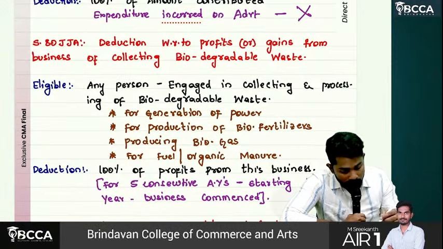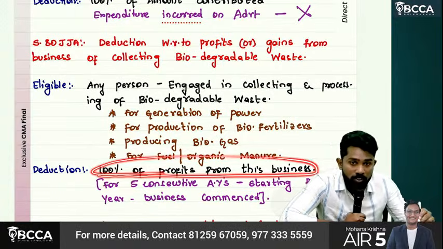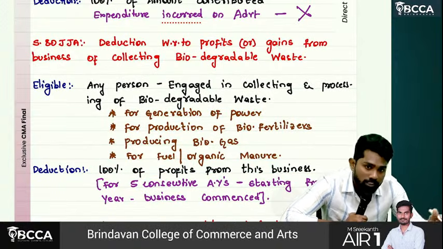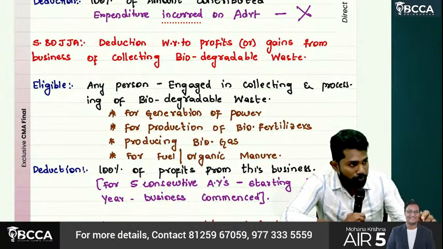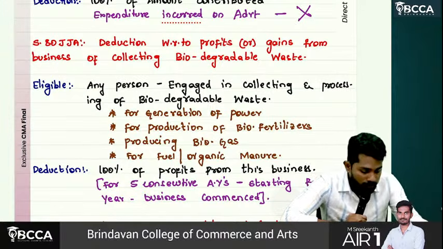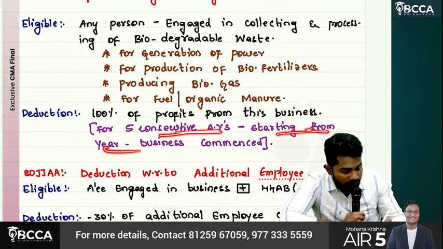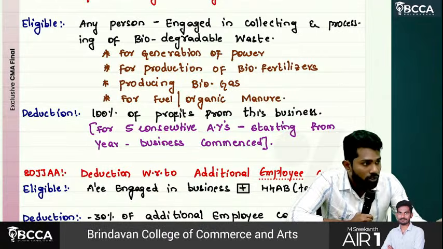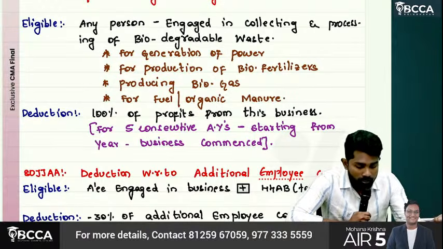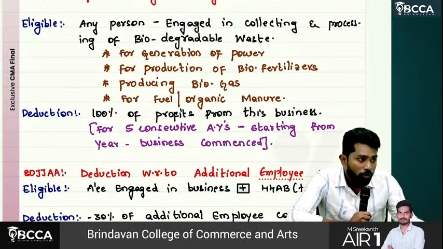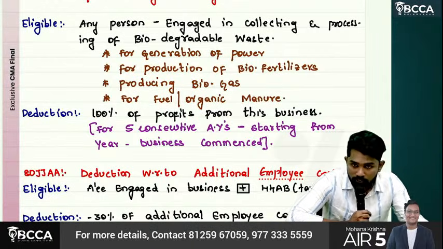That's why they said, if any person is into that business, then for him 100% of their profits are eligible for deduction. How much ever profit they make, that is eligible for deduction. That means they need not pay any tax also. Okay, from that business, whatever profit they make, that is not taxable, 100% eligible for deduction. But how long? For 5 consecutive assessment years starting from the year in which business commenced. So first 5 years, how much ever profit they make, that is eligible for deduction. Which business, sir? Collection of biodegradable waste and processing it for generating power, biofertilizers, biogas, fuel, organic manure.